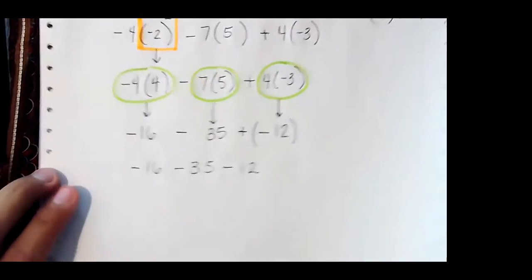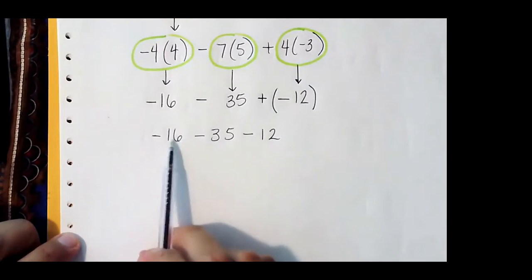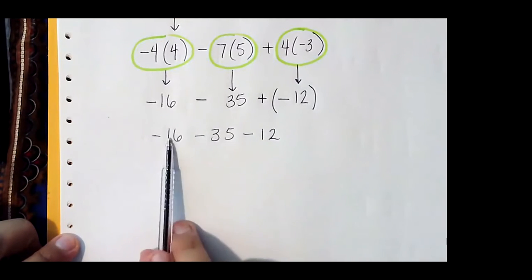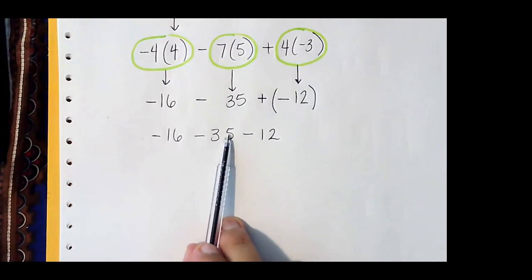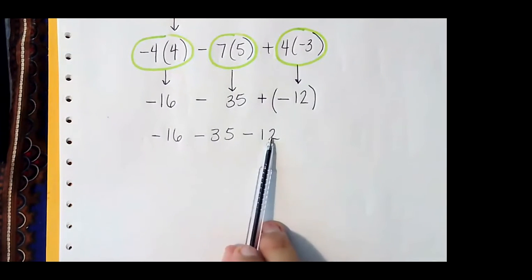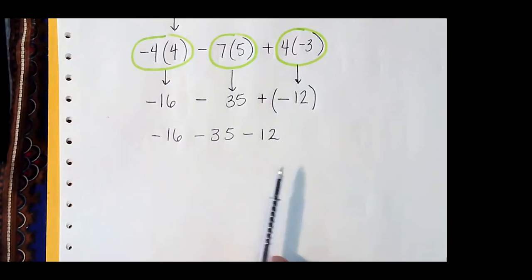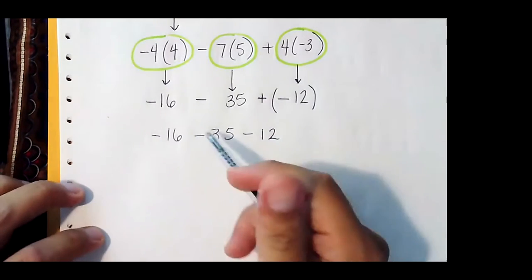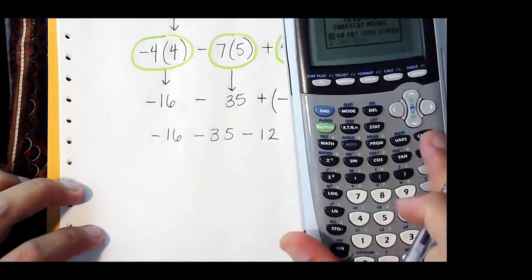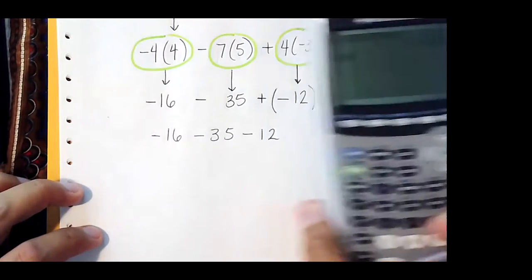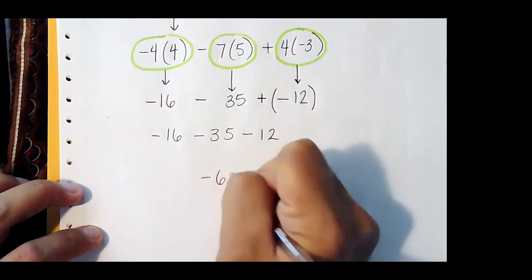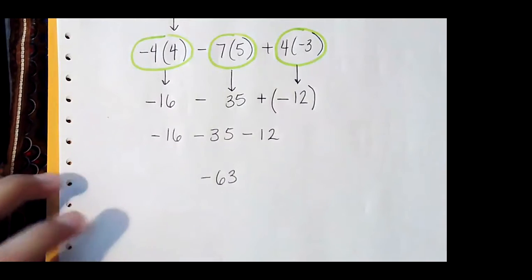So if we go ahead and do all that subtraction, if I have -$16 in my bank account and I spend $35 that I don't have, I should have a bigger negative number. And then I spend another $12. So I should have a large negative sum, right? Well, I'm just going to throw this in the calculator as opposed to doing this by hand. And I should get -63. So it looks like you guys were on the right track for the most part.